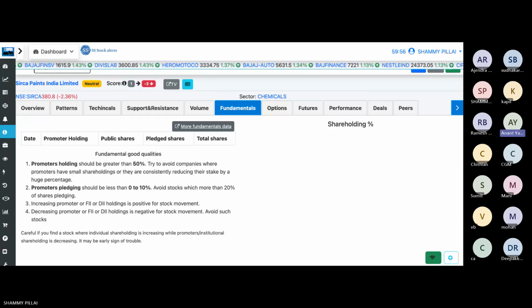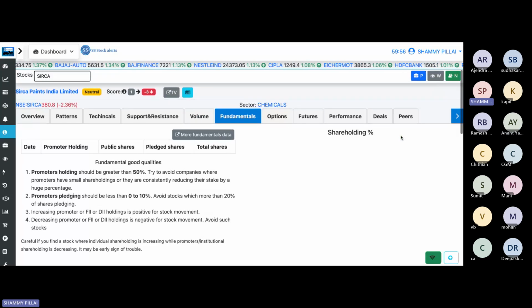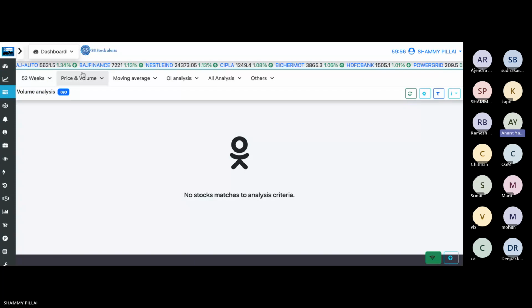Yeah, see, look, we can check. Are you able to see the screen? Yes, yes. Okay. Any doubt in this first analysis? No doubt, no doubt. Thank you.